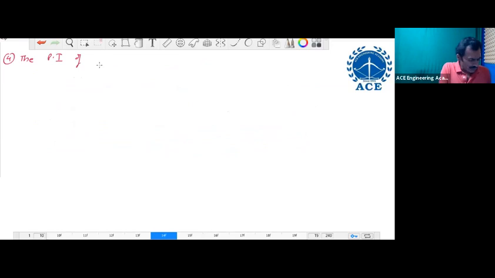Particular integral of d square y by dx square plus 4 into dy by dx plus 5 into y equal to minus 2 cos hx is... It is a second order equation.